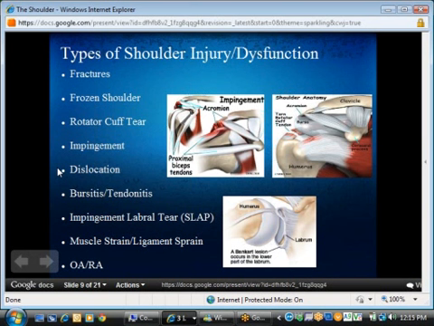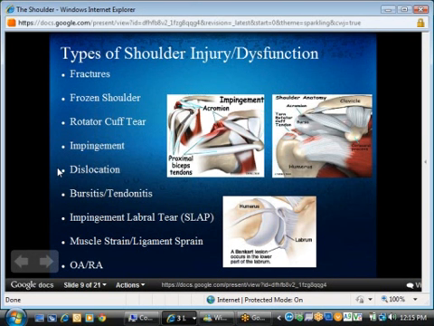The glenoid labrum, the inner side. This is a picture here. You can see the labrum. This is the outer part of the scapula. This is shallow. This is what we call the glenoid and the labrum.